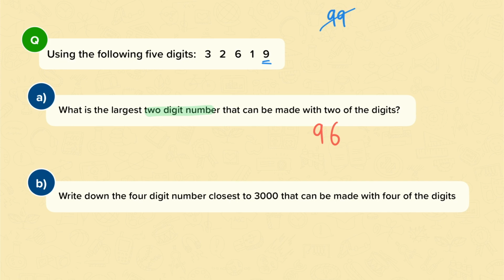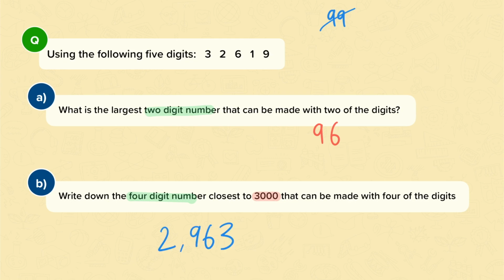Question B. Write down the 4-digit number closest to 3,000. So, this is a 4-digit number, and it has to be as close as possible to 3,000. So, I want you to pause the video and have a real good think about this. I want you to give me a 4-digit number made up of these. You can use that 9 again now, that 9's fine. 4-digit number that's closest to 3,000. So pause the video, and when you come back, I'll give you the answer.